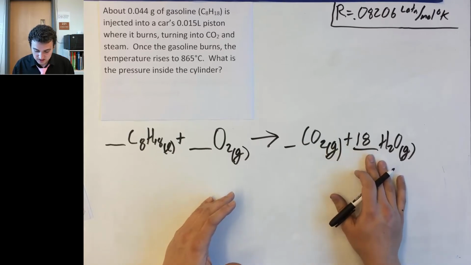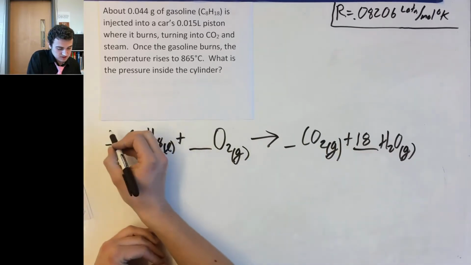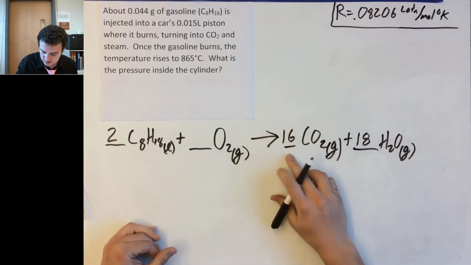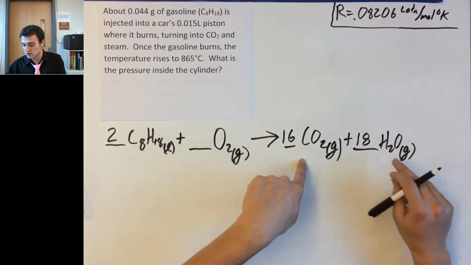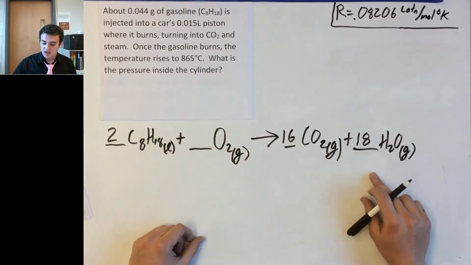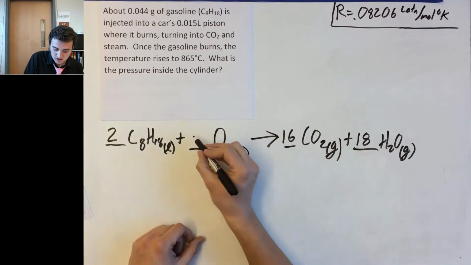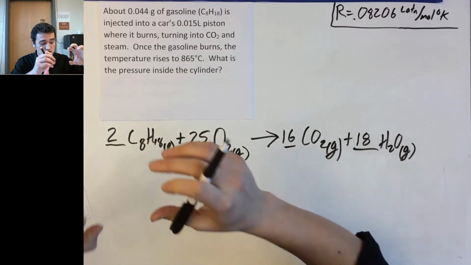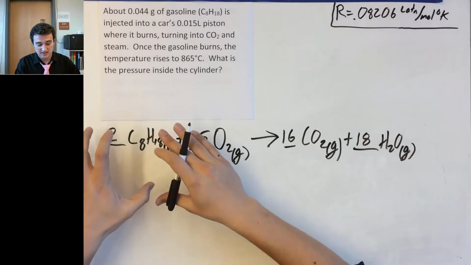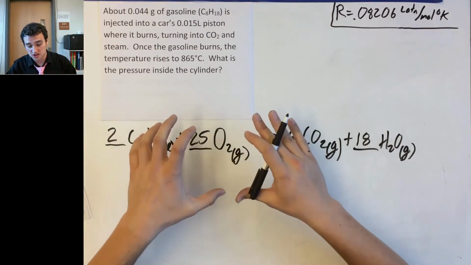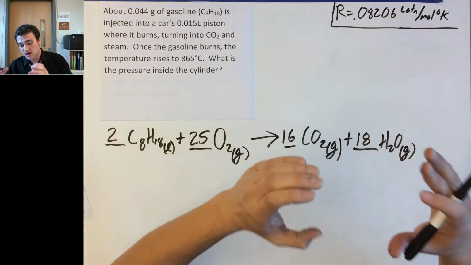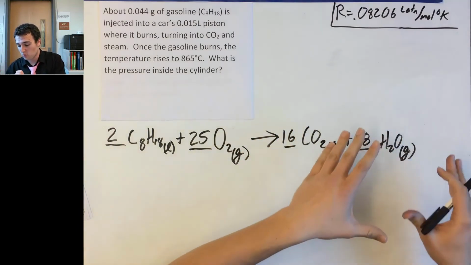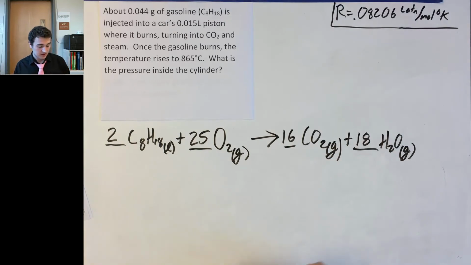So we have 18 of those, and that produces 18, which means I need to double this number. I have 16 carbon dioxides, which means 16 times 2 is 32, plus 18 more oxygens is 50, or 25 O2s. And again, this chemical equation tells us that for every 2 moles of gasoline, I need 25 moles of oxygen, and that will burn to make 16 moles of carbon dioxide and 18 moles of water, or steam, gas.